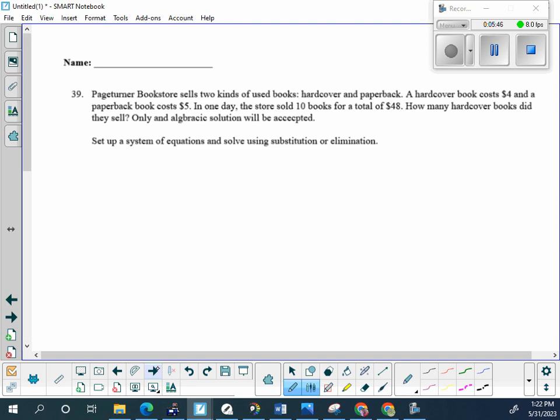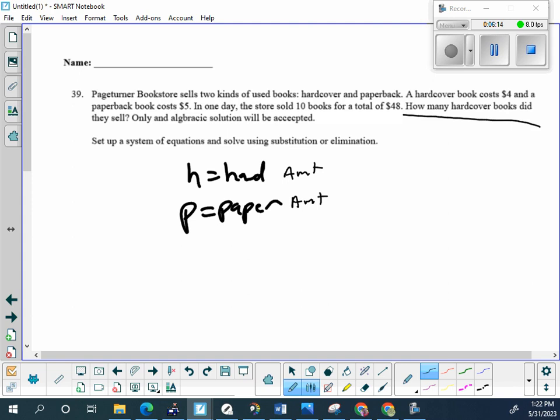Page Turner Books sells two kinds of books. H for hardcover, P for paperback. Again, I'm doing these quickly because I want to make this video short. Hardcover books cost $4. Paperback books cost $5. So these are amounts here. How many books of each? And that's what it's asking. Only algebraic solution. How many hardcover books? We're looking for H. Well, they sell H plus P. They sell 10 books. Great.